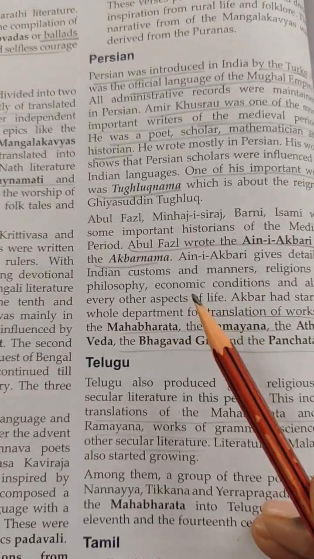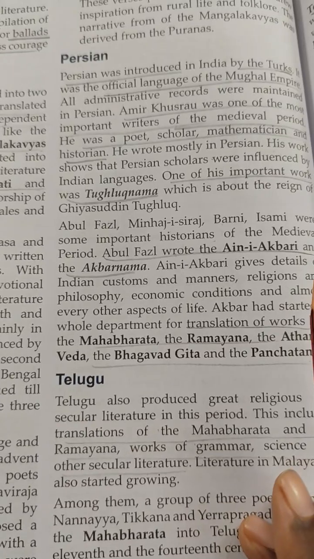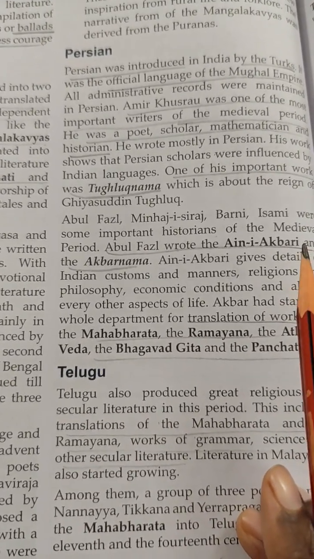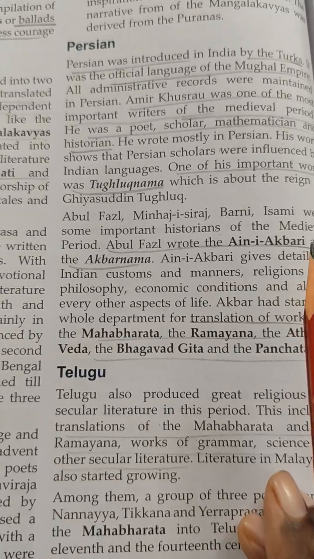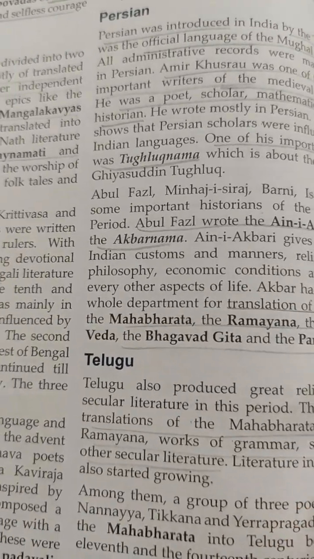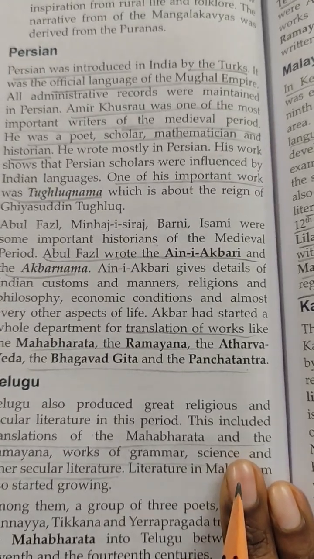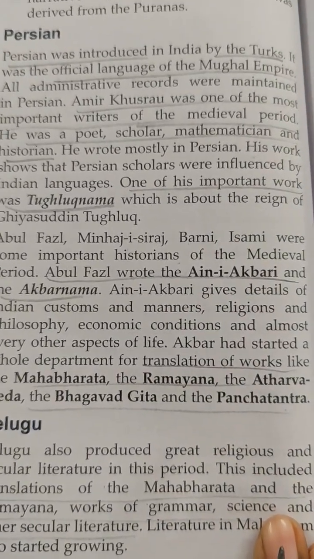Next comes the Persian language, which was introduced by the Turks and the Persians. It was the official language of the Mughal Empire. The Turkish invaders, those who invaded India during the medieval period, brought with them this language to India.